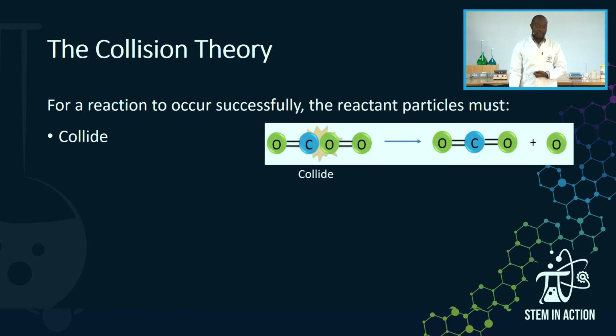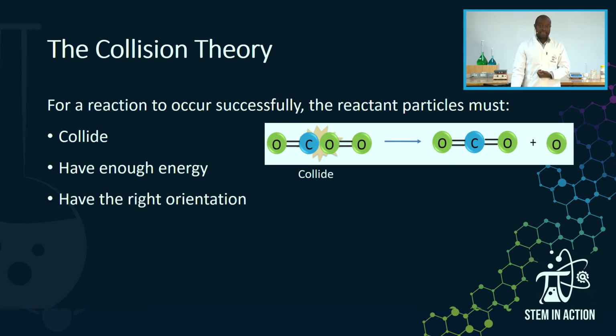And obviously, for them to collide, they have to be moving. So the second factor: if you look at this image, we are reacting carbon monoxide and oxygen. For this to react to form carbon dioxide with a byproduct of an oxygen atom, they have to collide, and when they collide, they must have enough energy. And this is just represented here by this image. We know that when a reaction is happening, there is breaking of bonds and forming of bonds, and those processes involve energy. So when they collide, they must have enough kinetic energy for them to react.